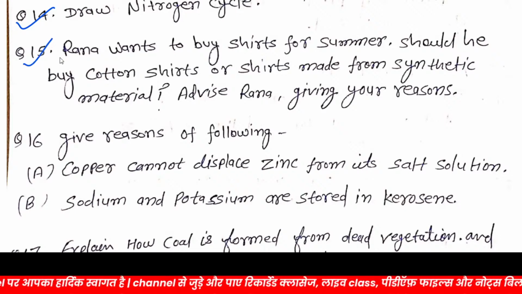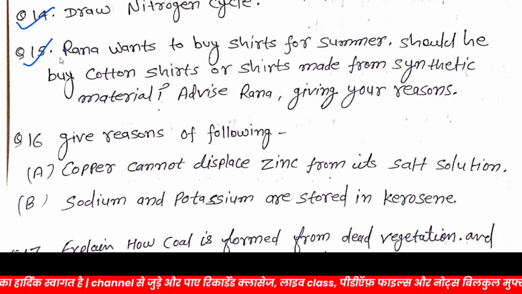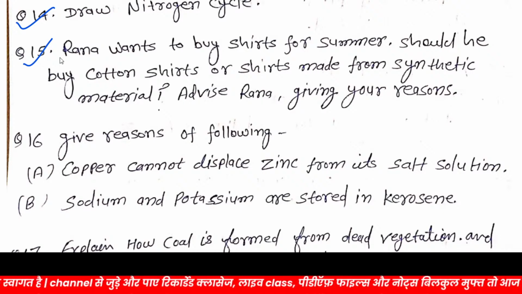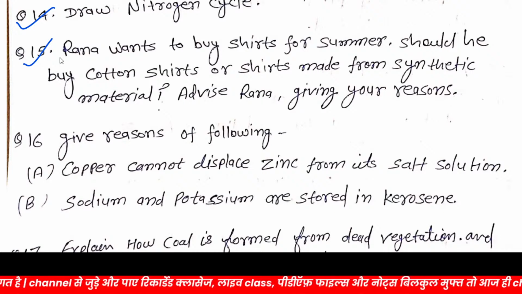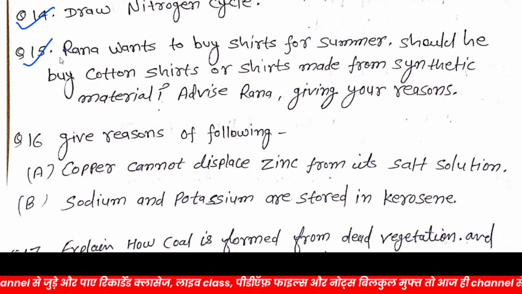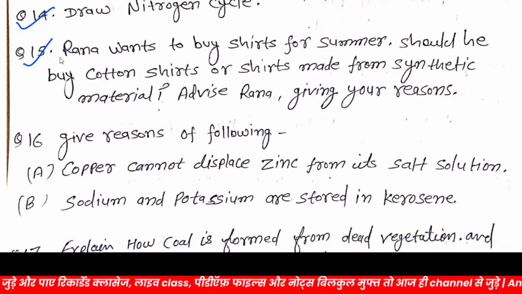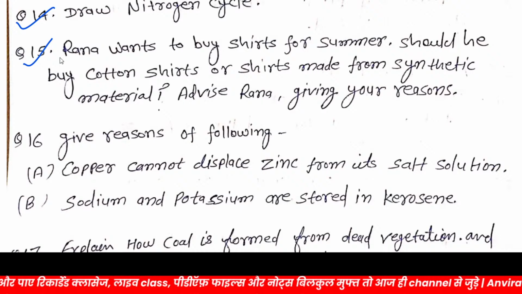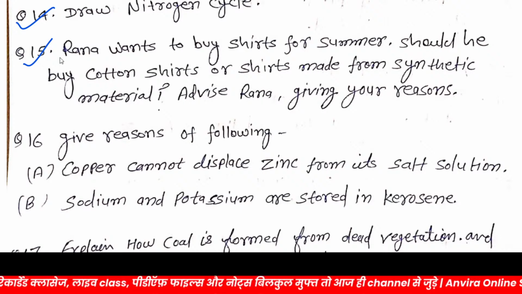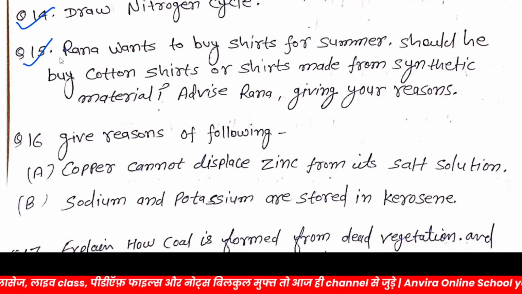Rana wants to buy shirts for summer. Should he buy cotton shirt or shirt made from synthetic material? Advise Rana giving your reasons. So Rana should buy cotton shirt because cotton fiber absorbs the water more than synthetic fiber. In summer, we have extensive sweating which must be soaked up by cotton clothes. Okay.